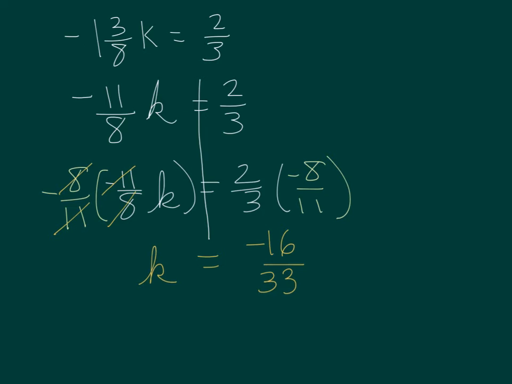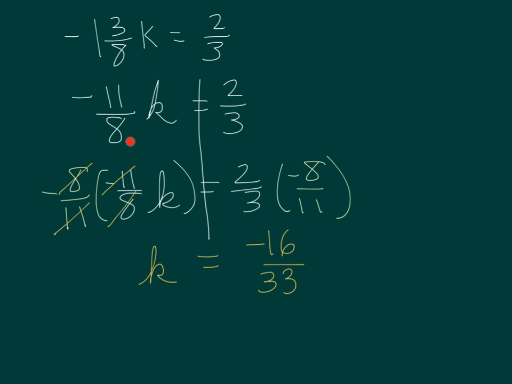Now we're going to look at a more complicated example, and in this example we have negative 1 3/8 k is equal to 2/3. So we have a mixed number on the left-hand side. When we have a mixed number, what we really want to do is change that into an improper fraction. So 8 times 1 is 8, plus 3 is 11. So that's where we get the 11 here. Our denominator will stay the same, and our negative sign, of course, stays the same. So we changed negative 1 3/8 k into negative 11/8 k. The right side will stay the same for that step.